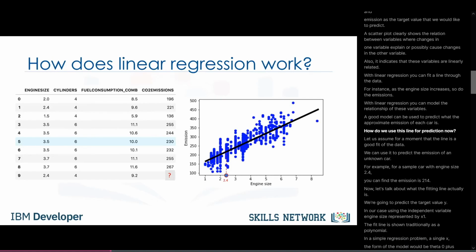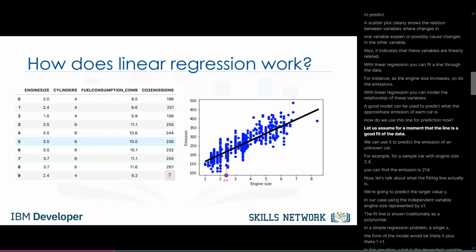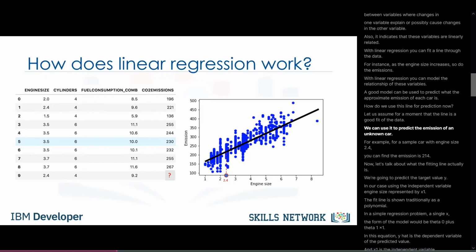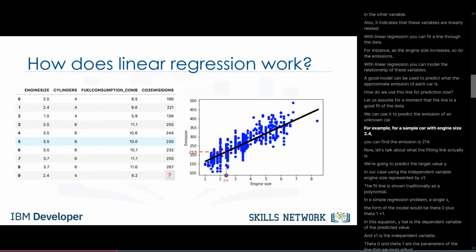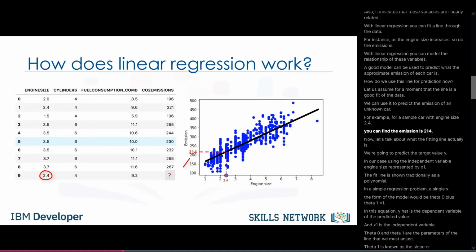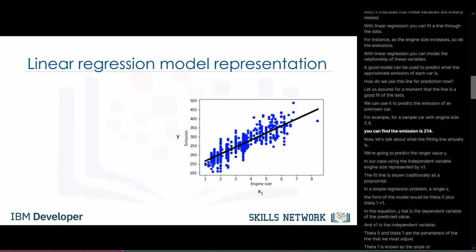How do we use this line for prediction now? Let us assume for a moment that the line is a good fit of the data. We can use it to predict the emission of an unknown car. For example, for a sample car with engine size 2.4, you can find the emission is 214.